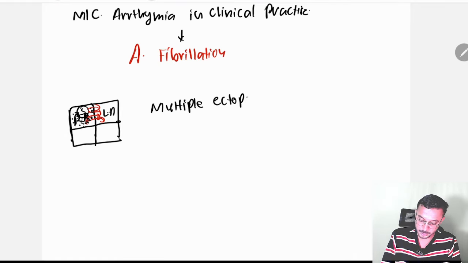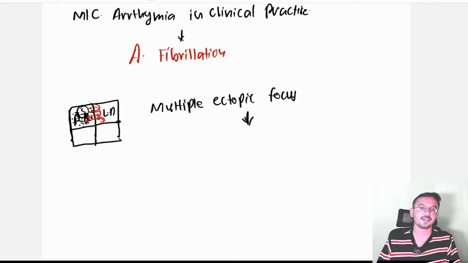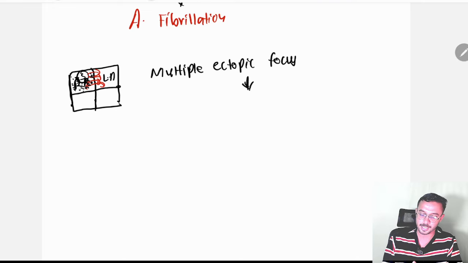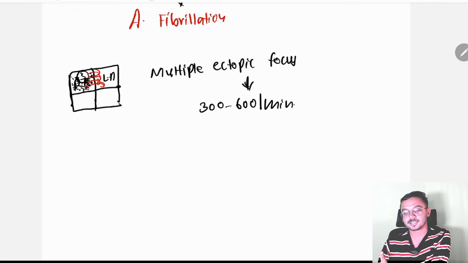If we are sleeping also, the heart will be beating, but we won't feel the heaviness of the heart beating. But in this patient you will find palpitations are present. Why? There is too much firing, lots of multiple ectopic foci. Everybody is like a boss in this right atrium, so everybody starts firing. That's responsible for the excess heart rate of 300 to 600 per minute. Imagine, it is five to six times the normal.